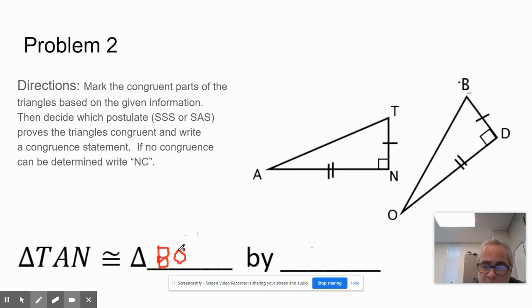I'm not going to redo the video. I hope you're still listening. And then N is the right angle. D is the right angle. So TAN and BOD, tan and BOD. All right. And then my reason, side angle side.